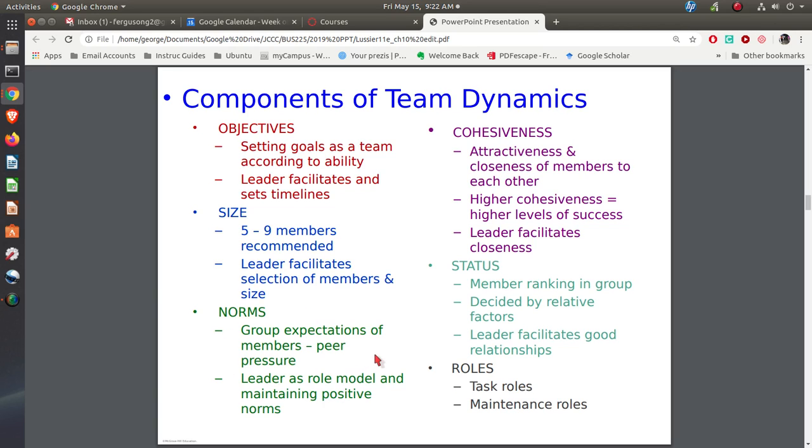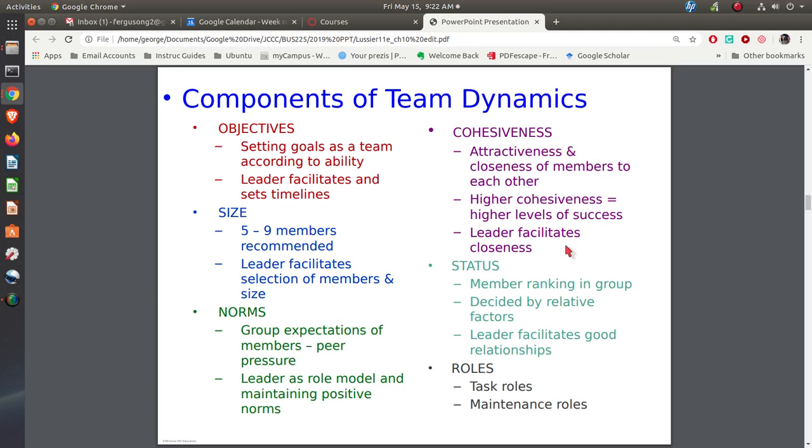Norms are the expectations that people set. It's kind of the unwritten rules as far as how the team is going to actually work. How are they going to treat each other? What are the things they're going to do? What are the behaviors? In other words, there may be a norm as far as how they dress. There may be a norm as far as you never show up late to a team meeting or something along those lines.